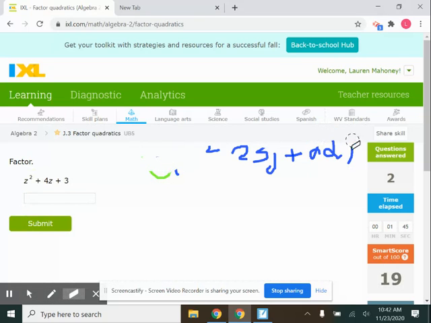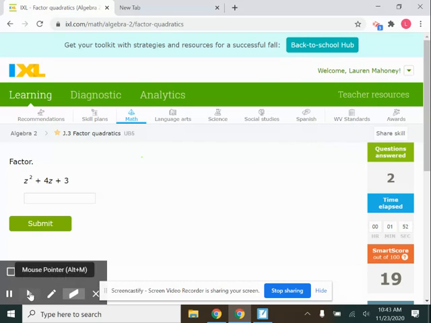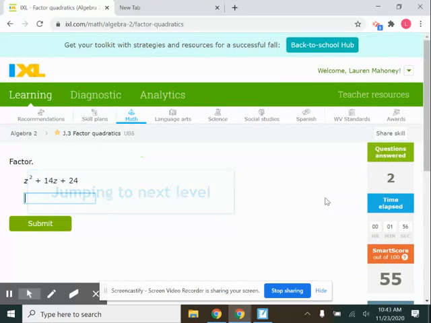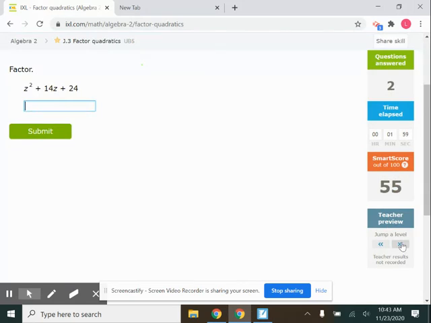Let's get rid of this. This is another easy one, it doesn't have a greatest common factor. Let's see if we can jump and get something. That one's about the same.